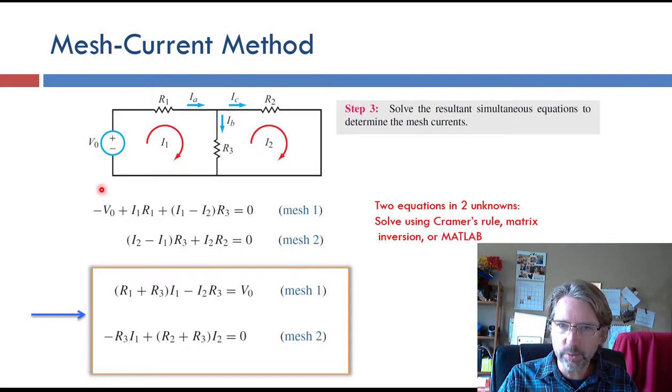Okay, so we've got our two mesh equations for our two unknown mesh currents, so we can arrange them into the matrix form. So here all of the I1 terms are factored out, and the I2 terms are factored out, and we can solve this with MATLAB or your calculator or any number of simultaneous equation solvers.